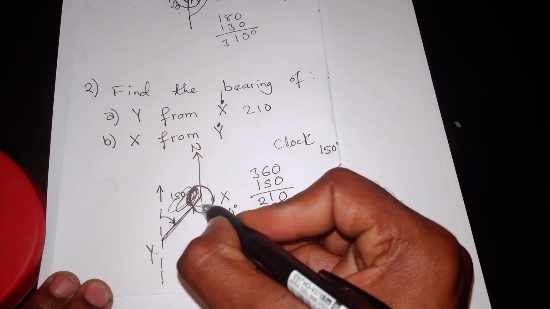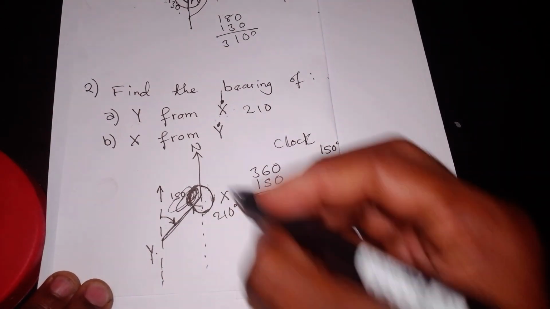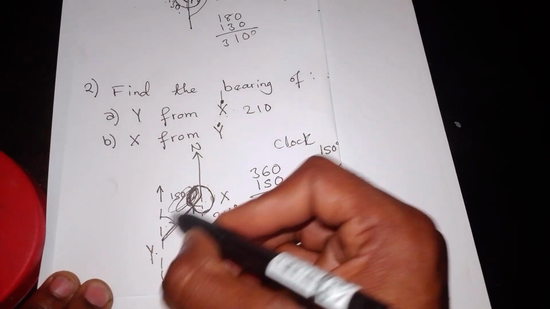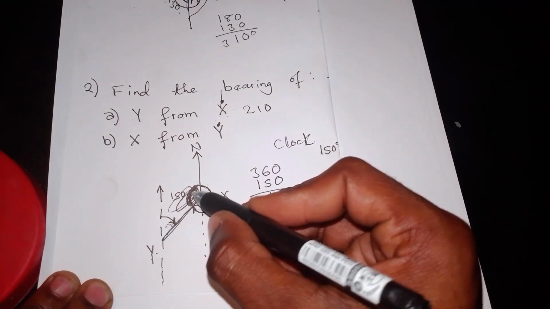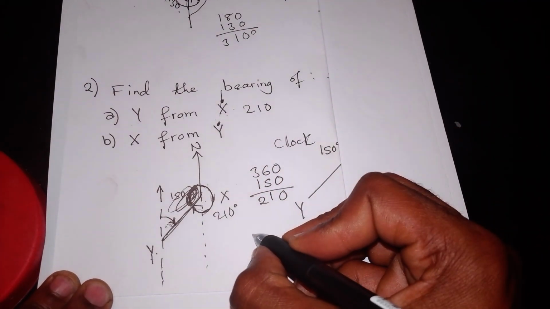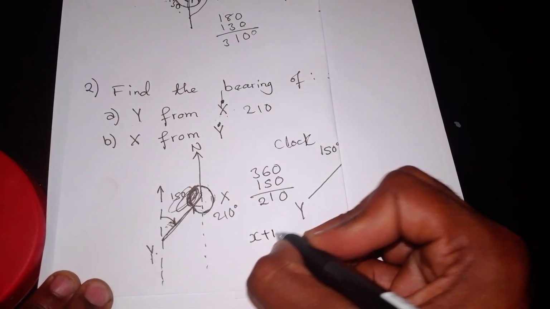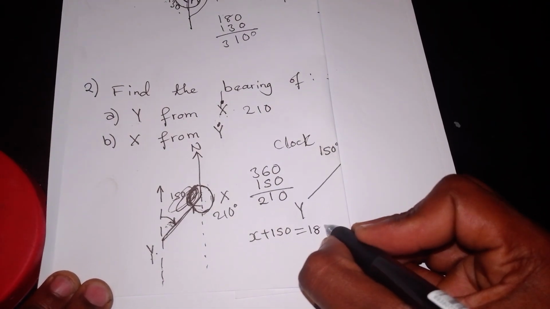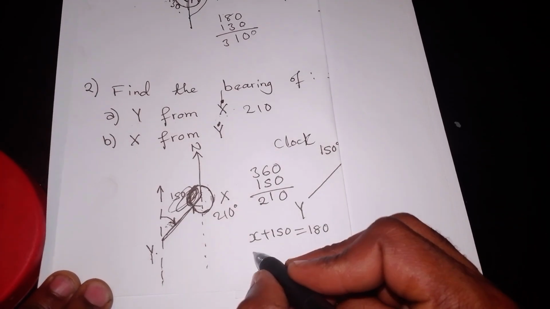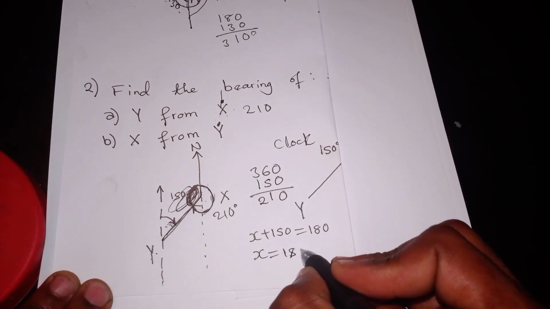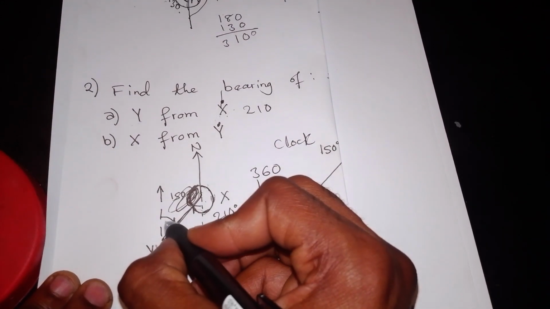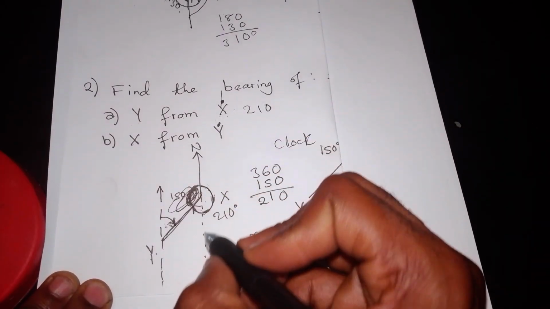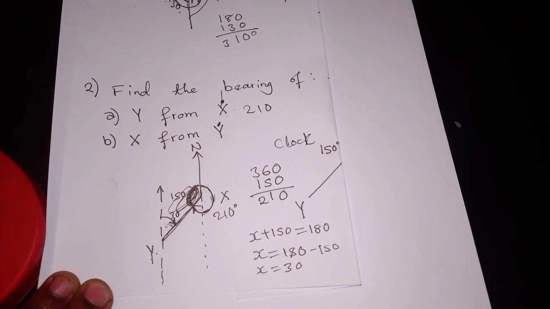Of course, you can extend this like this, and as you can see here, we have two angles which are supplementary. So when I add this to this, I should get 180 degrees. So you can say x plus 150 is equal to 180 degrees, and then I can solve for x. Of course, there are so many things you can do here to solve for x, or to find this angle, which is 30 degrees. So this angle is 30 degrees, but I'm not going to write 30 degrees because I'm dealing with bearings.